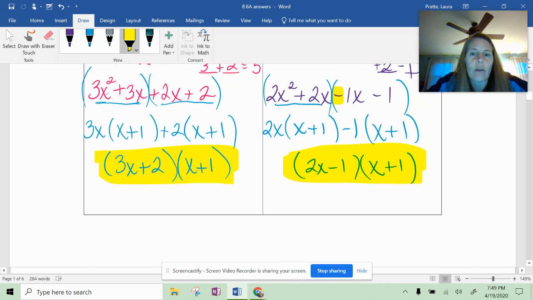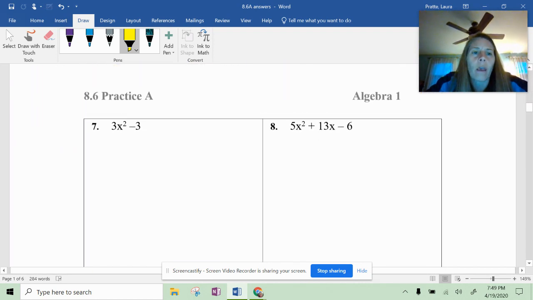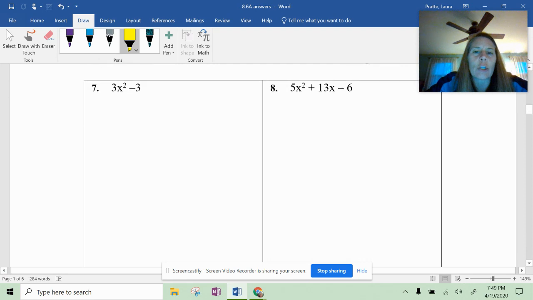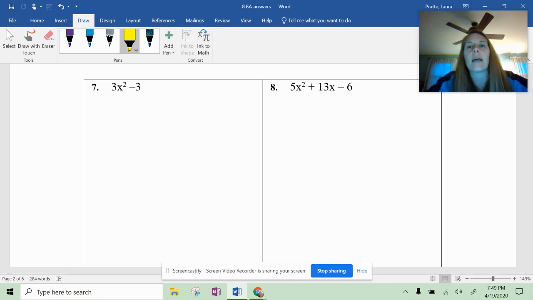Okay, so moving on. On the next page, I'm just going to do a select few problems. So the one thing that we always want to remember to check before we do all the trouble with AC method is that if there is a GCF there, let's divide that out first, because sometimes that's all you can do. Sometimes it makes it a lot easier than going through all the AC method.